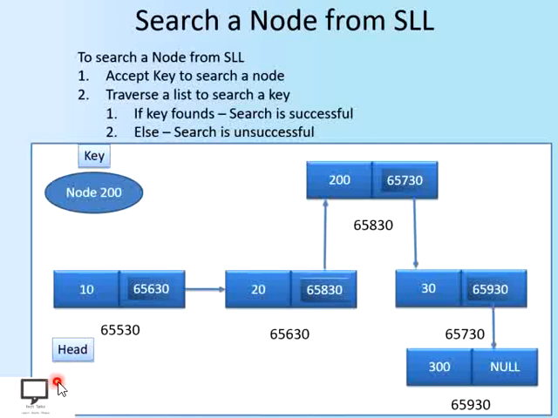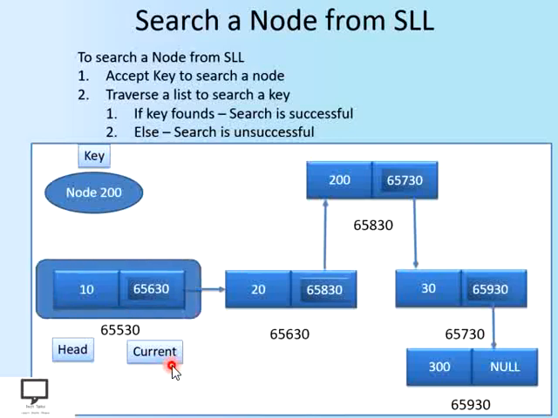So now let's start with the head and make head the current node. Making head the current node means that we are going to focus on this current node whose information part is 10. Then our next task is to compare the information part of the current node, which is 10, with the key value, which is 200. Are they equal? No, they are not equal. If they are not equal, what are we supposed to do? We have to move forward to the next node.